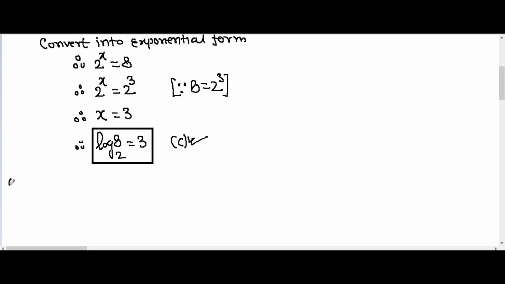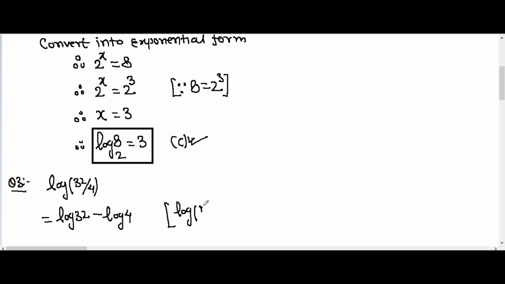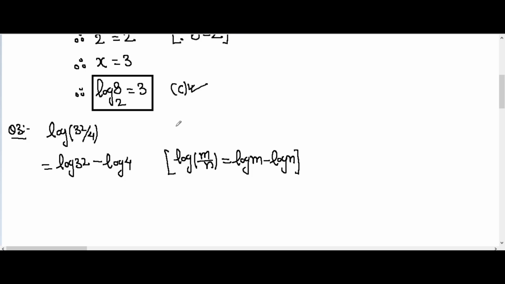Now we have question number 3. Log of 32 divided by 4 is expressed or written as log of 32 minus log of 4 by rule number 2. The rule is log of m upon n is equal to log of m minus log of n. If we look at the options, that is given in option B, so B is the correct option.